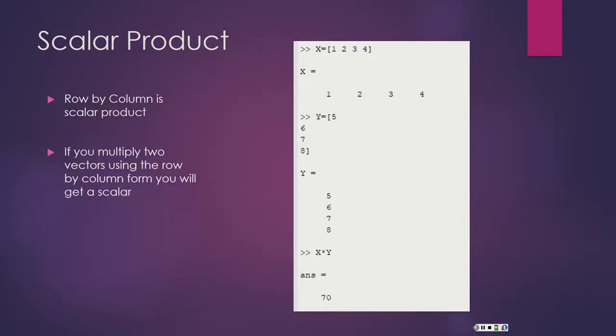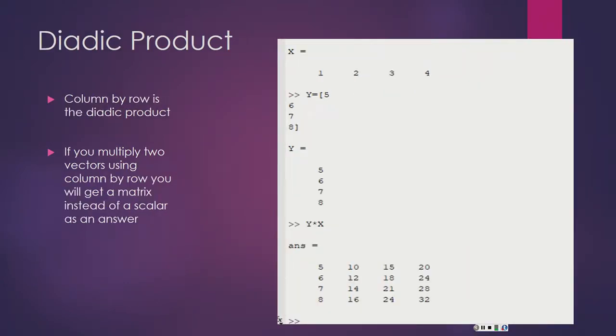So the scalar product and dyadic product, the scalar product is a little bit different. You need to multiply row by column, not column by row. If you do row by column, you'll get a scalar as a result, just a number. If you use the dyadic product, it'll be a matrix. So it's a little touchy. It's very specific on what it wants you to do. Here we have the dyadic product. You can see I did y times x, so that's column by row instead of row by column. And then you do get a matrix out as your result rather than a scalar.